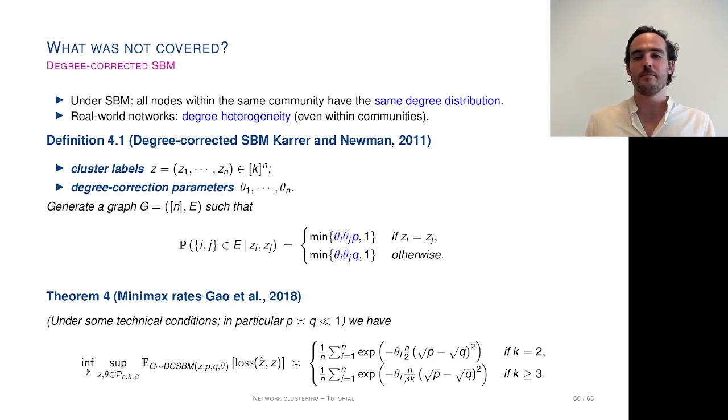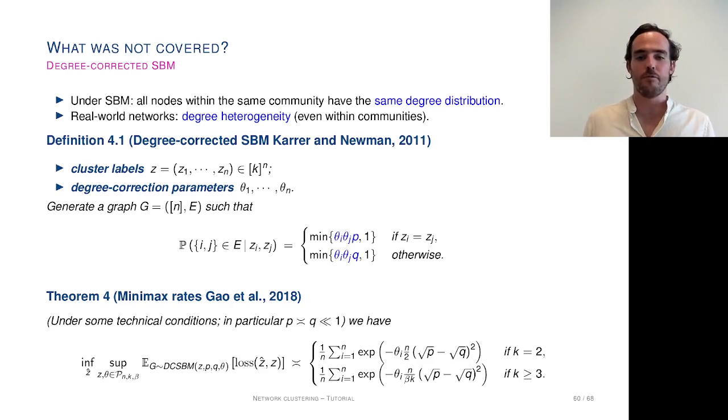What this parameter means is, if I have a node i which has a high theta_i, this node will tend to make more interactions, right? Because for the probability of interaction, I get a multiplicative coefficient theta_i in front of either the p or the q. In contrast, if I have a node which has a small theta_i, it will tend to have fewer interactions. And we can ask the same question: what's the min-max rate on this model?